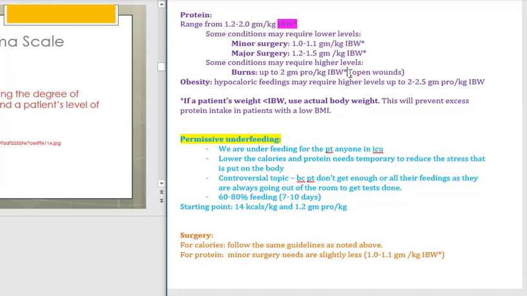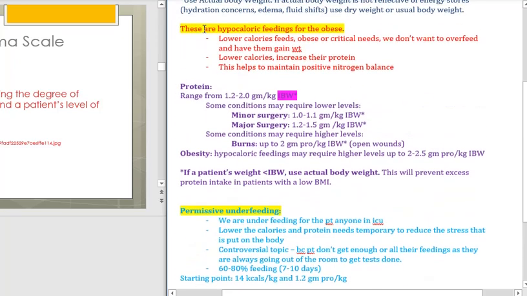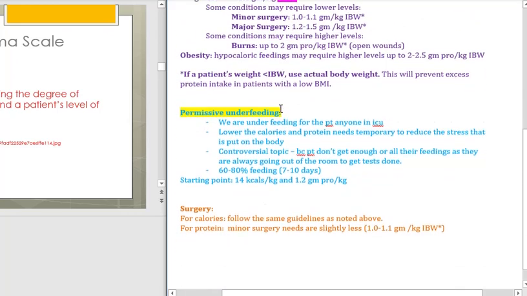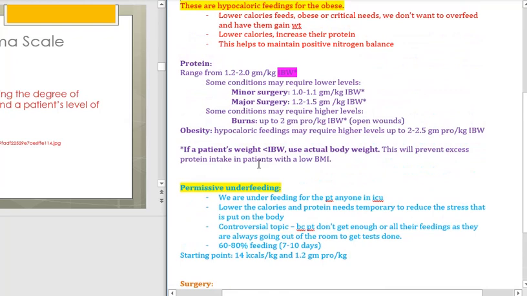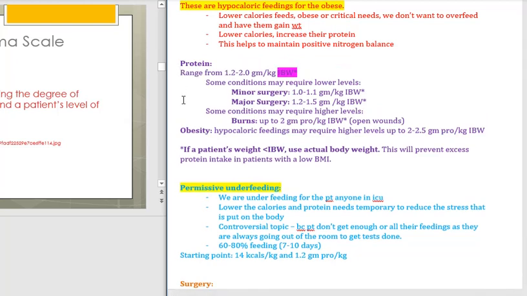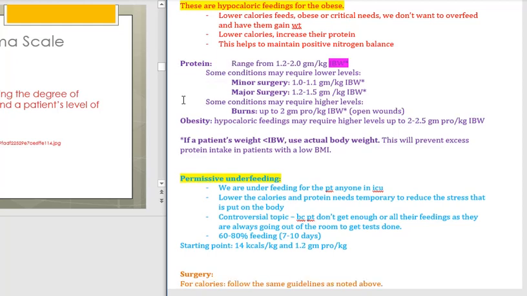And then remember, I told you for obese patients, we have the hypocaloric feeding, which is the lower calorie and the higher protein. So if we're doing hypocaloric feedings for obese patients, we can go up to 2 to 2.5 grams of protein per kilogram of ideal body weight. Bumped it up really high. Remember, so ideally we have this patient that's getting 11 to 14 calories per kilogram of actual body weight and 2 to 2.5 grams of protein per kilogram of ideal body weight.